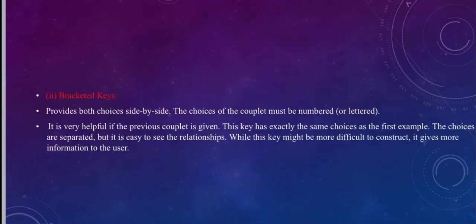The next one is bracketed keys. Provided with both choices side by side, the choices of the couplet must be numbered. It is very helpful if the previous couplet is given. The key has exactly the same choices as the first example. The choices are separated, but it is easy to see the relationships. While this key might be more difficult to construct, it gives more information to the user.